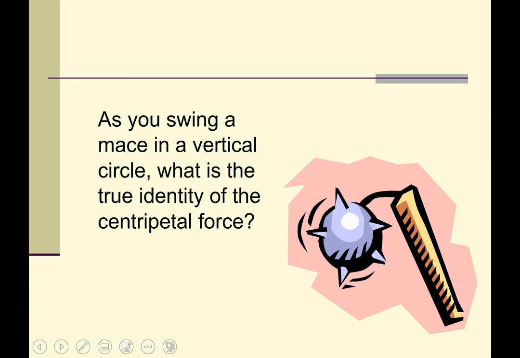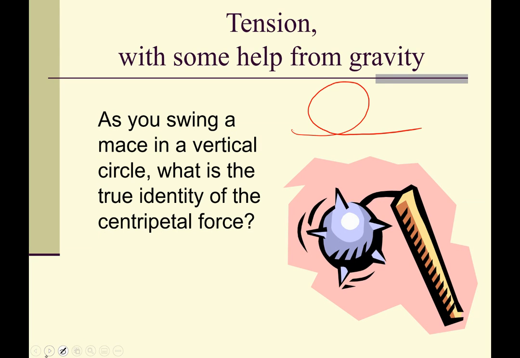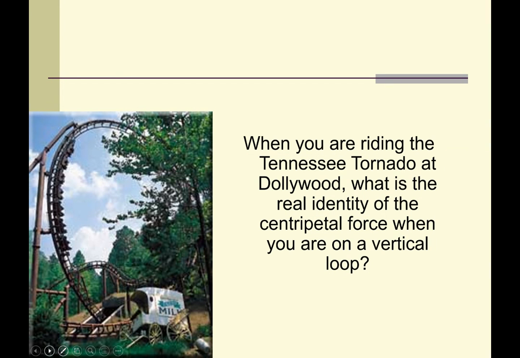As you swing a mace in a vertical circle, when I'm talking about a horizontal circle, I'm talking about something that's going to go along the horizon. A vertical circle would be more like a roller coaster type circle. That's going to end up being your vertical circle. So in this case, I've got a mace that's swinging in a vertical circle. What's acting on that? Tension and also gravity.